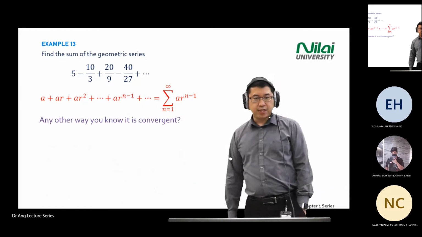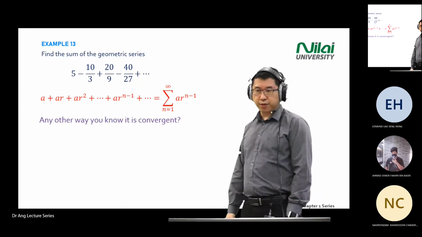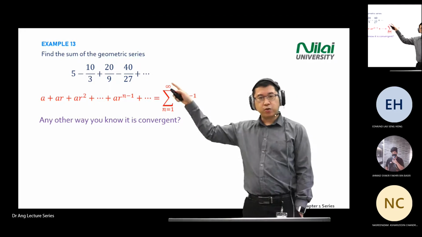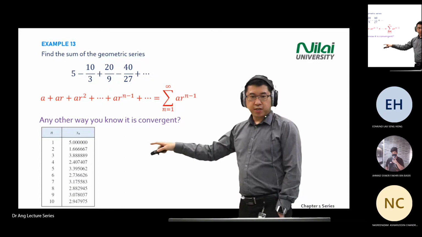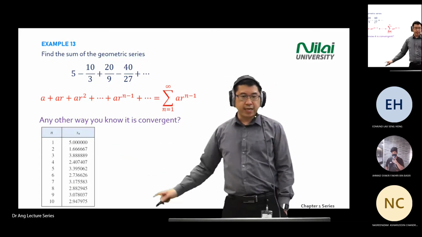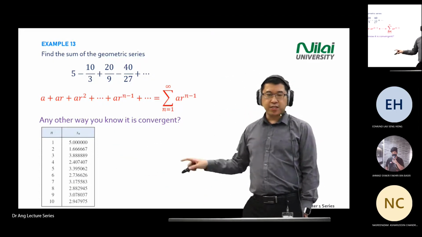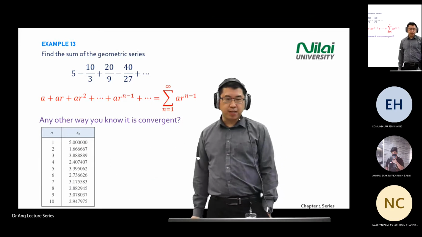So is there another way you know that this is convergent? You can do the table. Of course, this is more lengthy. I won't expect you to use a table, right?